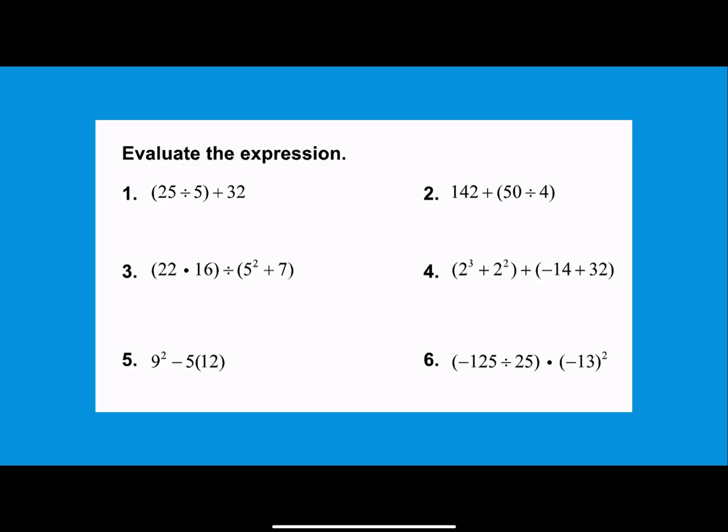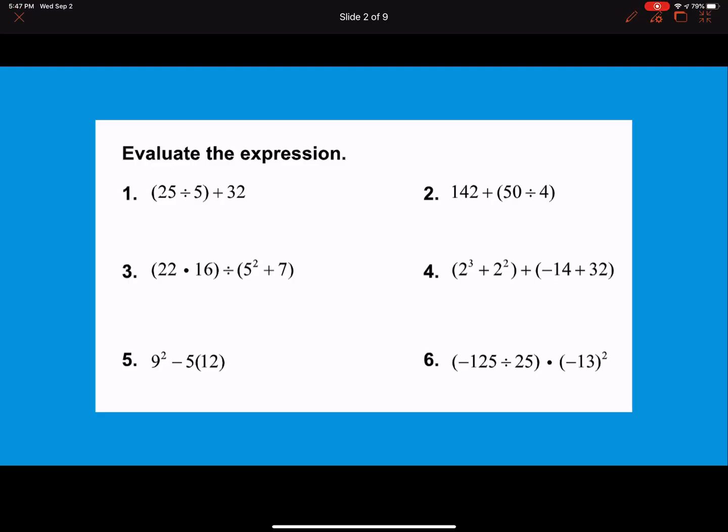Okay, let's look at problem number 1. We do have a set of parentheses, and inside those parentheses we have 25 divided by 5. When you're thinking about the order of operations, remember parentheses or grouping symbols are the first step we need to take in solving an expression. So we're going to solve what's in the parentheses, leaving us with 5. We bring down the plus 32, and now we are given a total of 37.